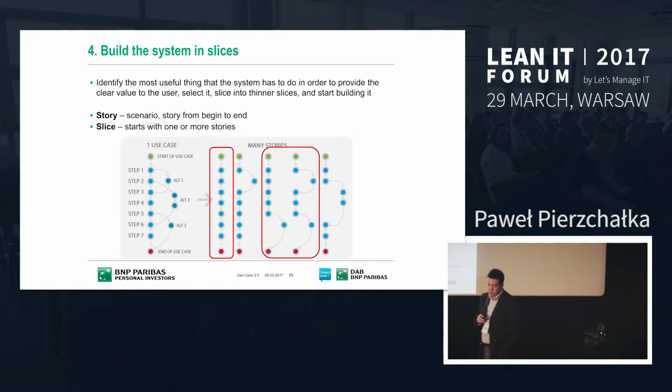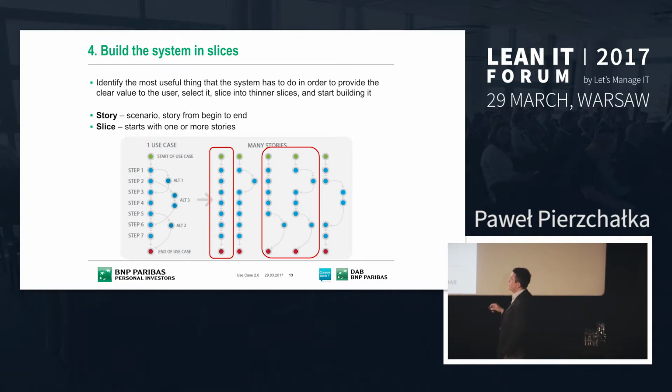The fourth principle says to build the system in slices. What does it mean? It means that first you identify what is the most crucial point for the customer, for the user. So there is a short recipe here. Then select what is the most important for the customer, define the design test aspect, slice it into smaller pieces, and put it into development.